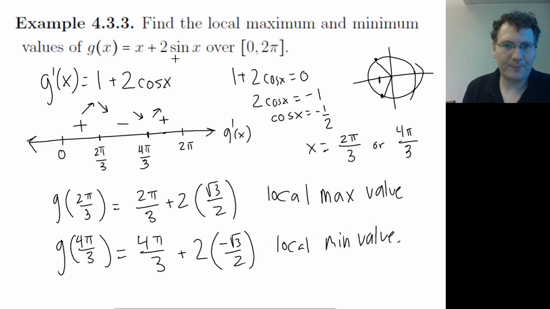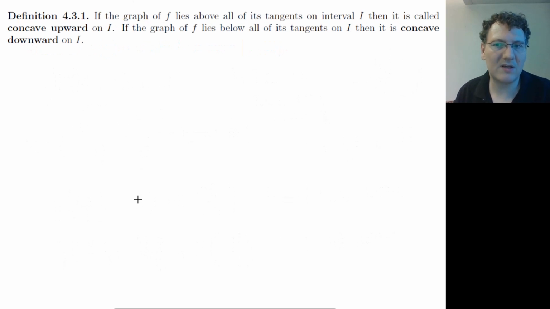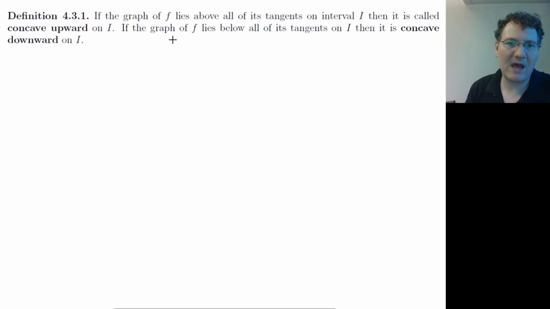Yeah, there you go. Okay, so now we're going to talk a little bit about concavity. If the graph of a function lies above all of its tangents on an interval, it's called concave upward. So this is what we're talking about, like here. The tangent lines I'm going to put in red. All of the tangent lines are going to be like that. This is concave upward.